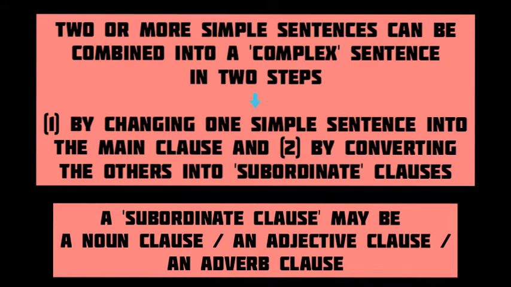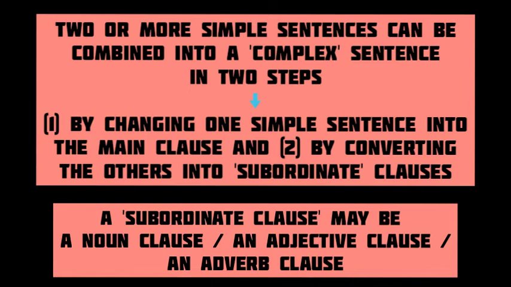Well, two or more simple sentences can be combined into a complex sentence in two steps. The first step is to change one simple sentence into the main or principal clause. Second, we have to change the other simple sentence into a subordinate clause. And as you know, a subordinate clause may be either a noun clause or an adjective clause or an adverb clause. A noun clause does the work of a noun, an adjective clause does the work of an adjective, and an adverb clause acts as an adverb in the complex sentence.